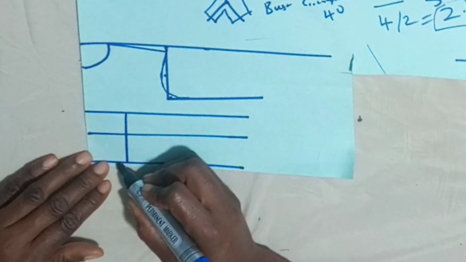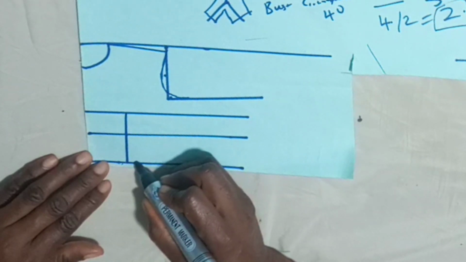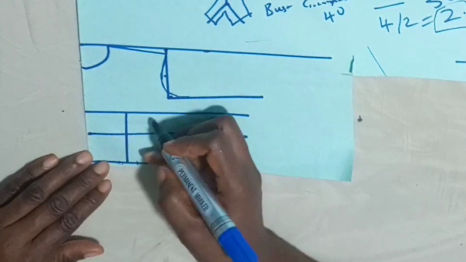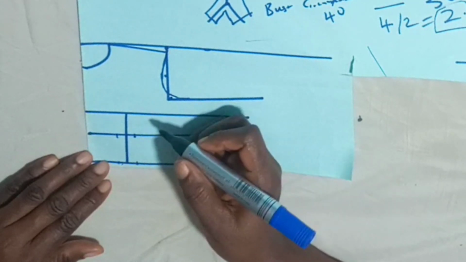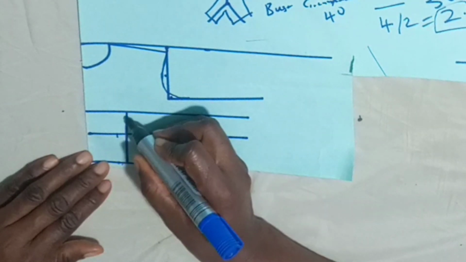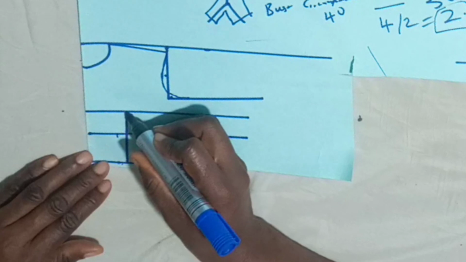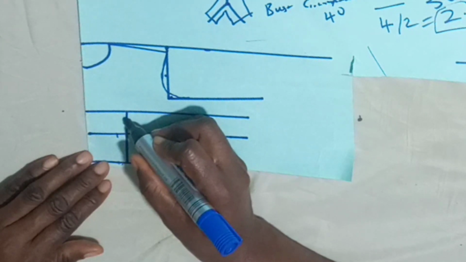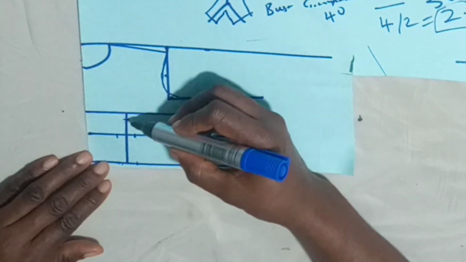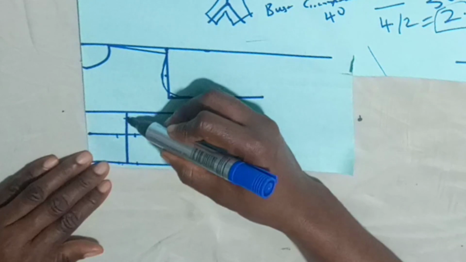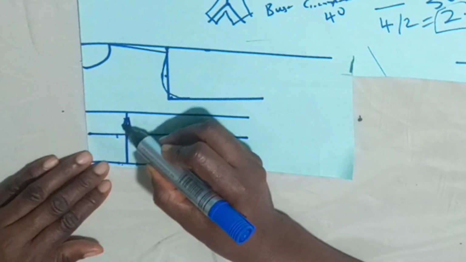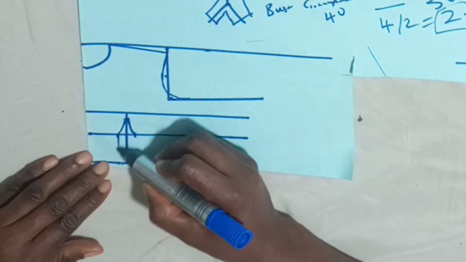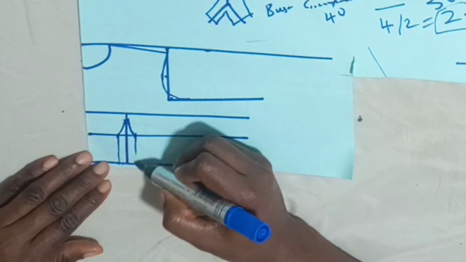So I'm going to be marking my 1.5 here, and I will be marking my 1.5 here. I will still come up here and mark my 1.5 here, and then I'll mark my 1.5 here. Okay, and then because this is the bust point and I don't want anything to touch this bust point, I came down by 1 inch. I will now use my curved ruler to connect like so, and I will also connect this one like so, and then I will bring it down. I will also bring this one down.